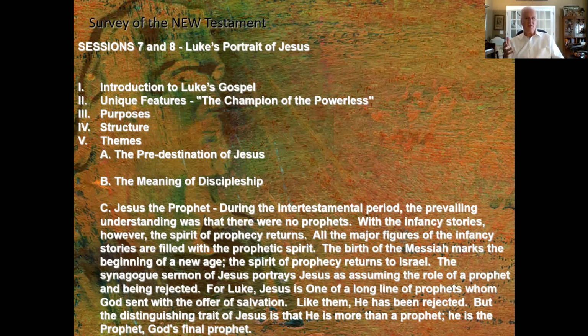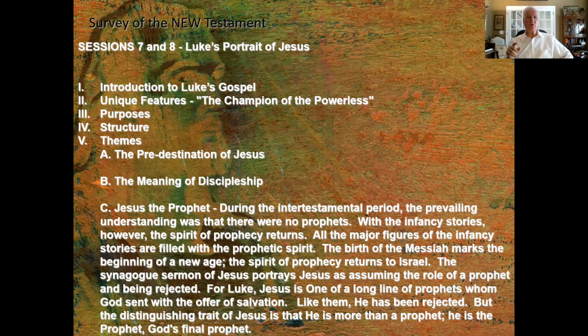The synagogue sermon of Jesus in Luke chapter 4, verses 16 through 31, portrays Jesus as assuming the role of the prophet as he was reading from the scroll of Isaiah 61, and the prophet being rejected. So for Luke, Jesus is one in a long line of prophets whom God had sent with the offer of salvation. And like the prophets who preceded him, Jesus was also rejected.